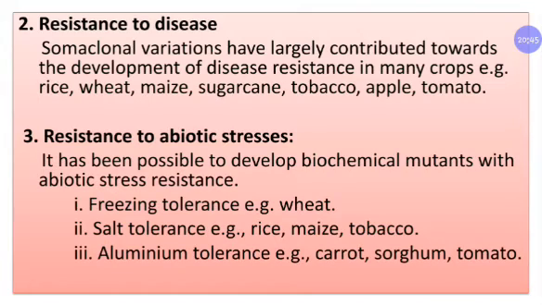Resistance to disease. They largely contribute towards the development of disease resistance in many crops, for example rice, wheat, maize, sugarcane, tobacco, apple, tomato, etc. Resistance to abiotic stresses. It is possible to develop biochemical mutants with abiotic stress resistance. For freezing tolerance, for example wheat; salt tolerance, rice, maize, tobacco; aluminium tolerance, for example carrot, sorghum, tomato, etc.